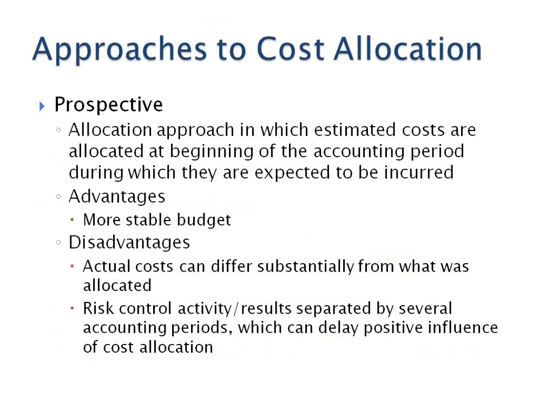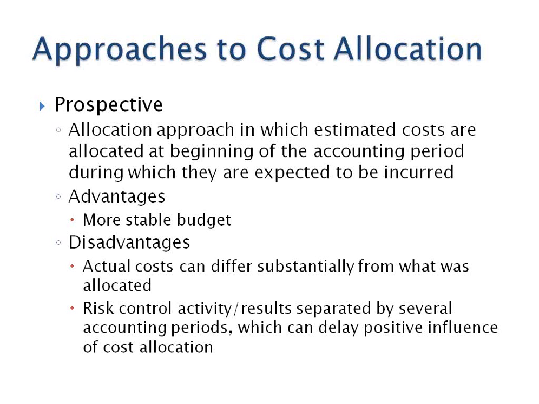So now, moving on to the approaches to cost allocation. We've talked about the reasons why we want to do it, what the benefits are, whether we want to do risk sharing, risk bearing. Now that we've decided we're going to do it, how are we going to allocate those costs? There are really two ways: the prospective and the retrospective approach. The prospective approach is an allocation approach in which estimated costs are allocated at the beginning of the accounting period, the beginning of a fiscal year, in which they're expected to be incurred.